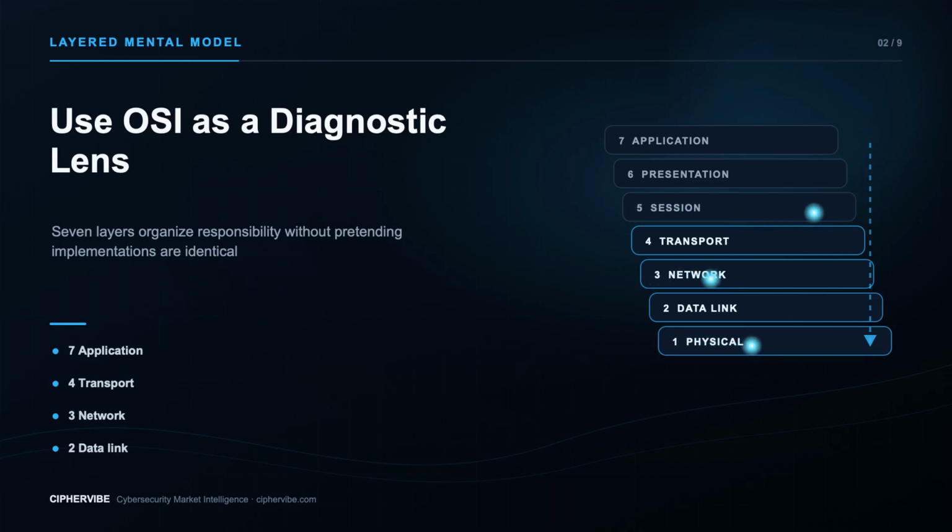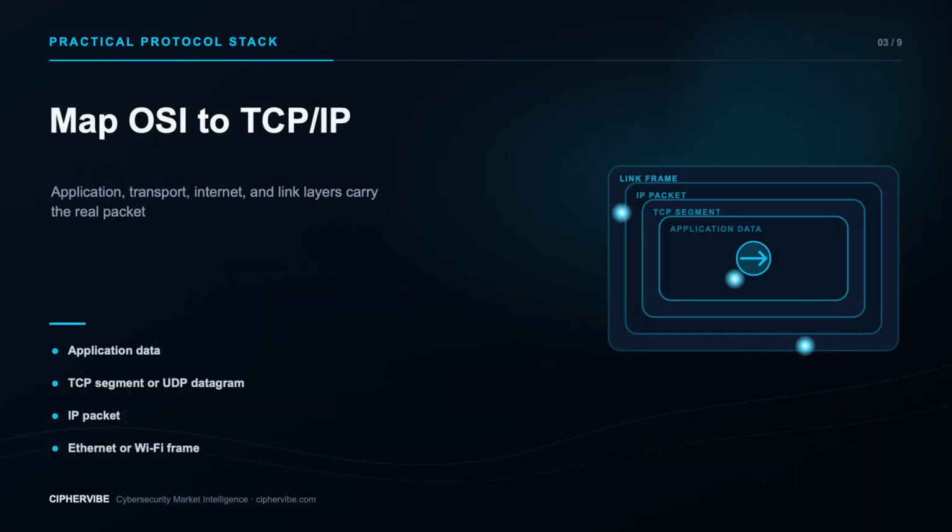The pitfall is treating layer labels as rigid truth. TLS sits above transport but influences application identity. VPN tunnels wrap one network inside another. Software-defined overlays create several logical layers over the same physical path. Use OSI to ask better questions, not to win arguments about which box owns a protocol. The practical TCP/IP model is usually shown with 4 layers: application, transport, internet, and link.